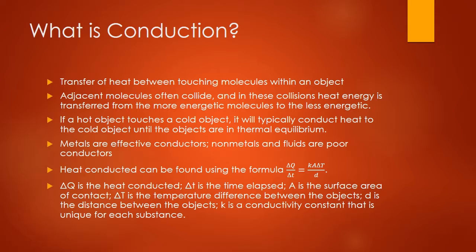Now, different substances conduct heat with different effectiveness. In general, metals are the best conductors, and they do a better job of it than nonmetals and fluids. There's a formula that can tell you the amount of heat conducted by an object, and that's heat conducted over a certain amount of time is related to the conductivity constant of the object, the surface area, difference in temperature, and the distance between the two objects.